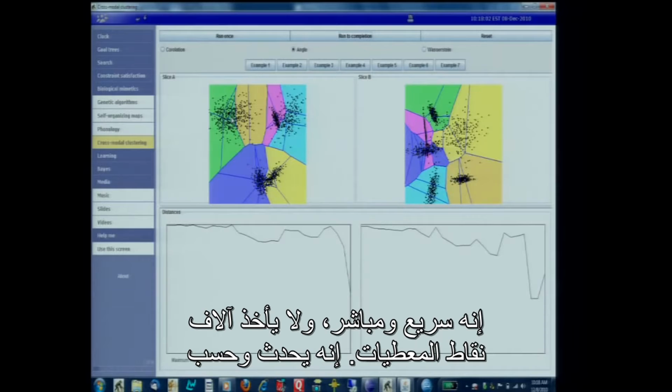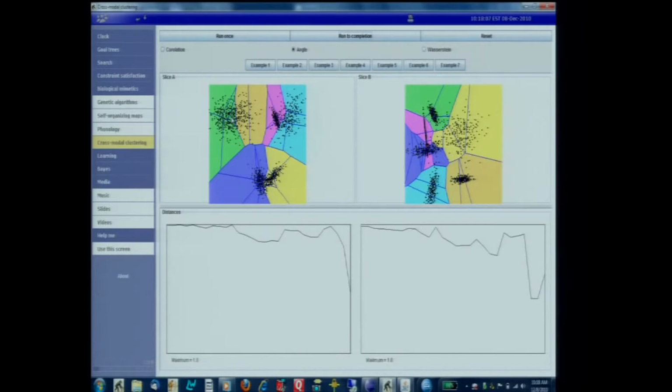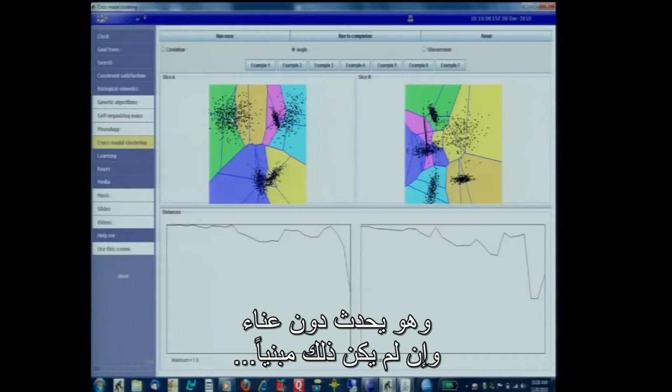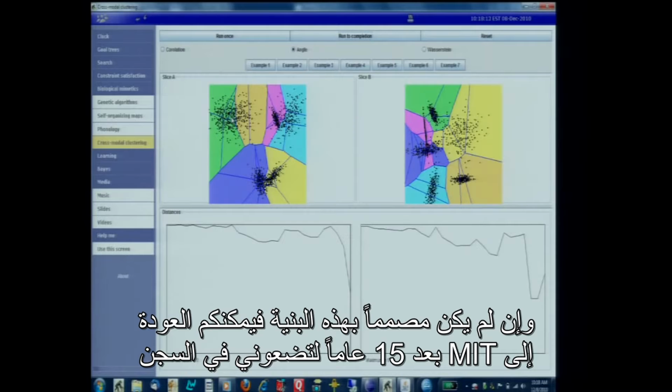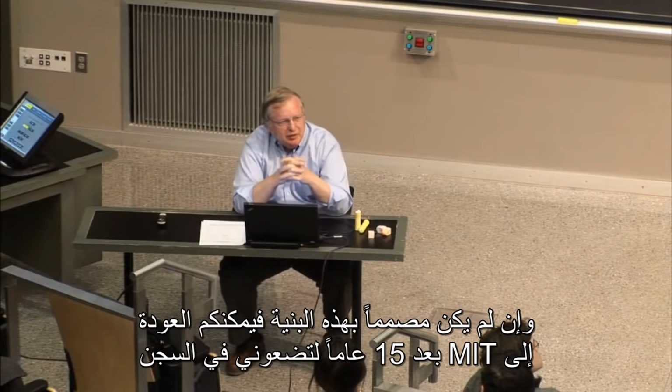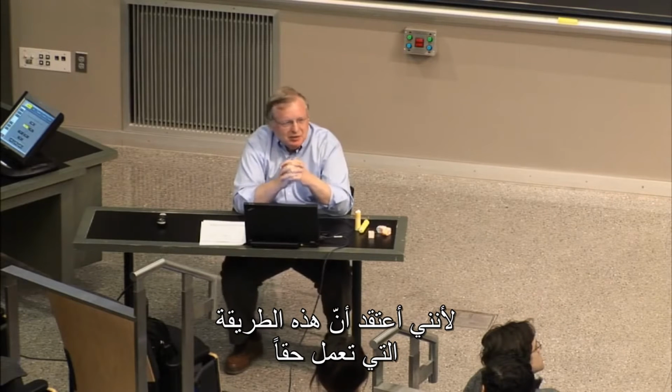It's fast, it's direct, it doesn't take thousands of data points, it just happens. And it happens effortlessly, and if this isn't determined to be built in, you can come back to MIT in 15 years and put me in jail. So I think this is really the way it works.